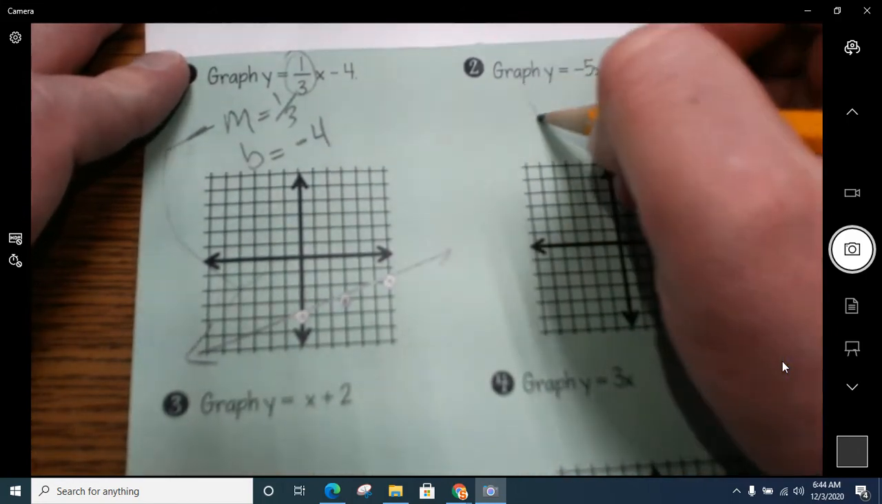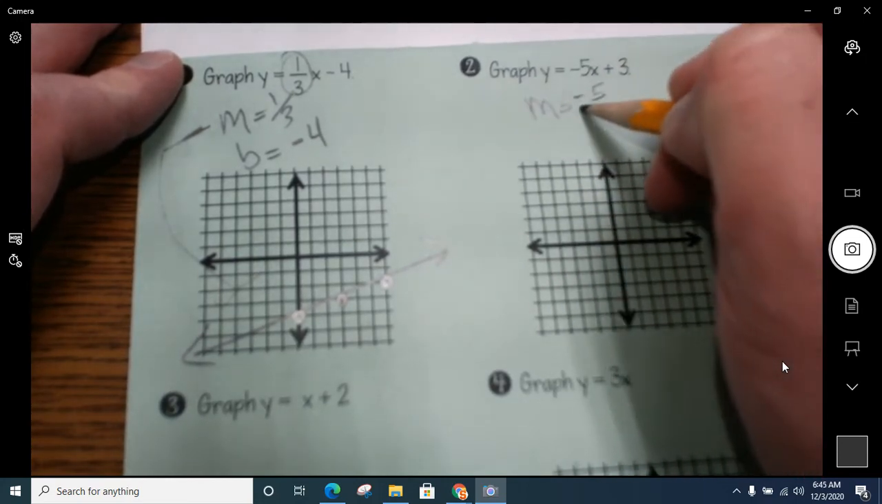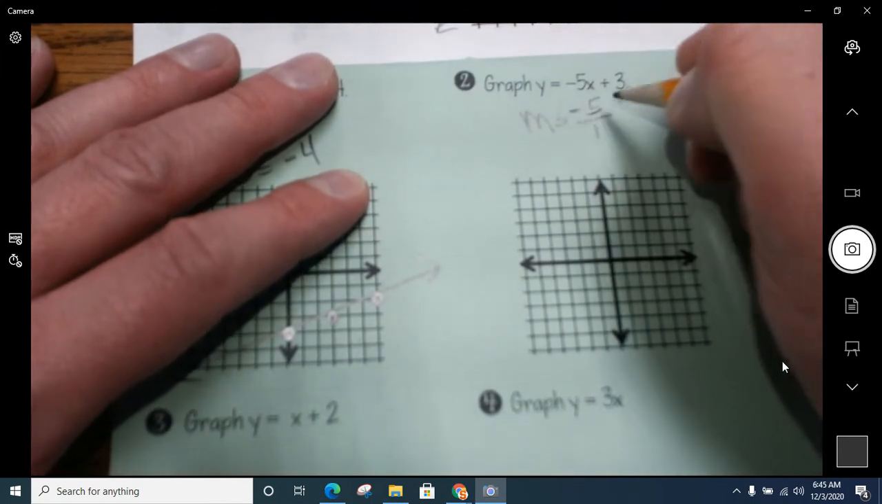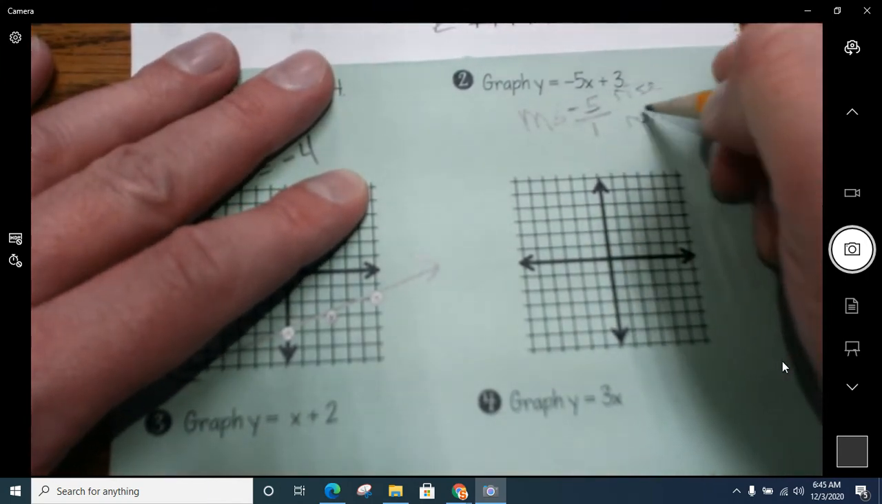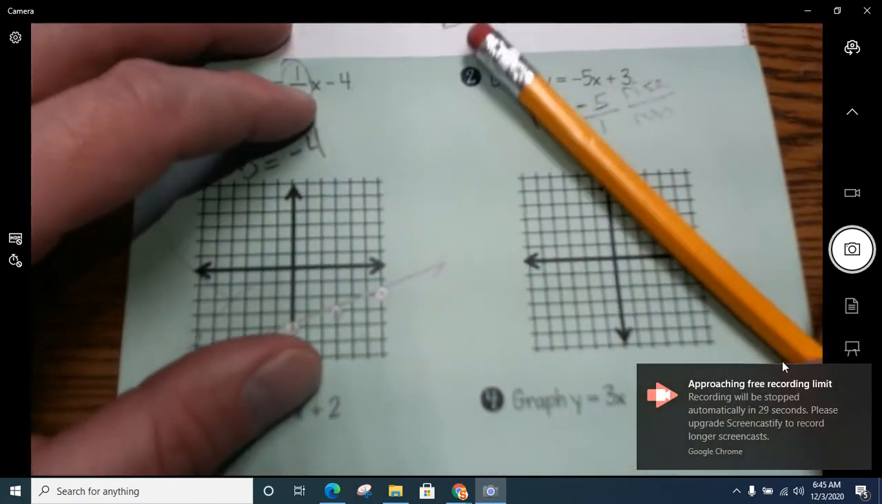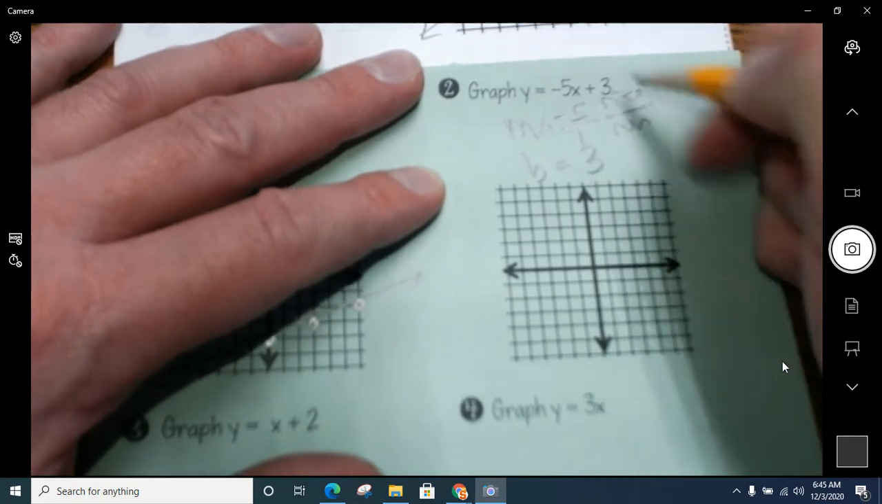Just real quick, make sure you turn that -5 into a fraction. Put a 1 underneath it. So your rise would be going down 5, and your run would just be to the right 1. All right. And lastly, guys, this one's plus 3. Make sure you can graph that.